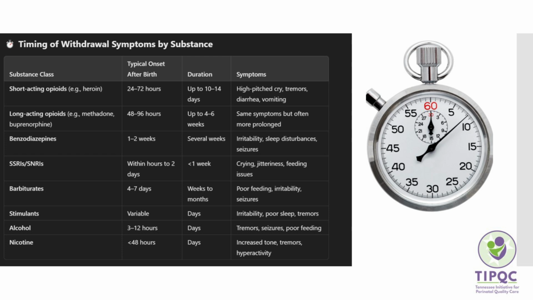So the timing of withdrawal symptoms is also important to recognize. There are some things that you would expect that an infant would have withdrawal fairly soon after birth, such as tobacco or your SSRIs, or some of the short-acting opioids can even be a little bit faster. Heroin, fentanyl tend to be a little bit faster. But you wouldn't expect a baby whose mom is on MOUD with methadone or Subutex or Suboxone to have really fast withdrawal.